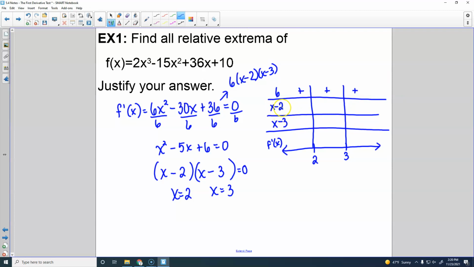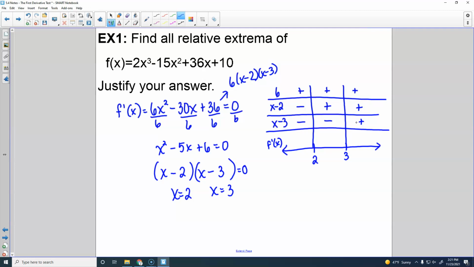Then for x minus 2, if I plug in 0, I'd get a negative. If I plug in 2.5, this is easy now, right? 2.5 minus 2 would give me a positive. And if I plug in 4, I'd still get a positive. And then if I do that with my x minus 3, 0 would give me a negative. 2.5 would still give me a negative. At 3, it switched to positive here.